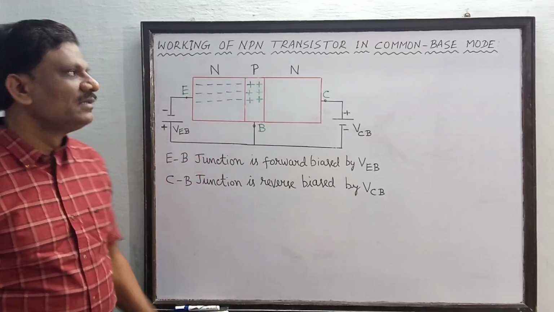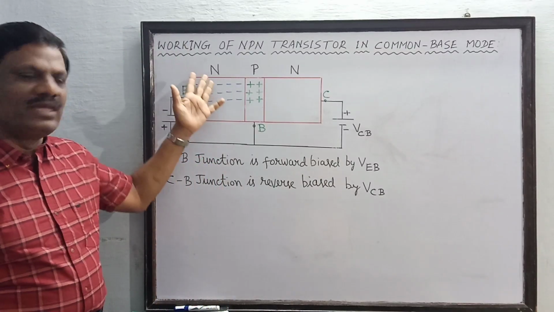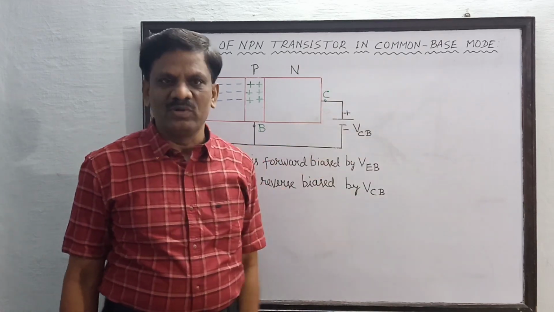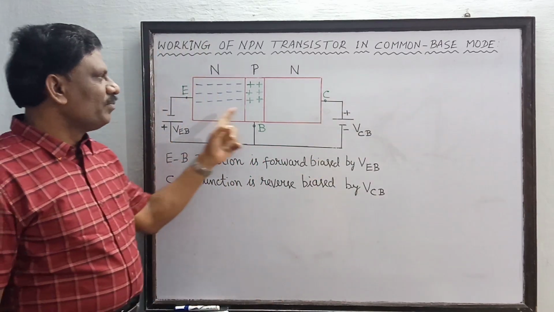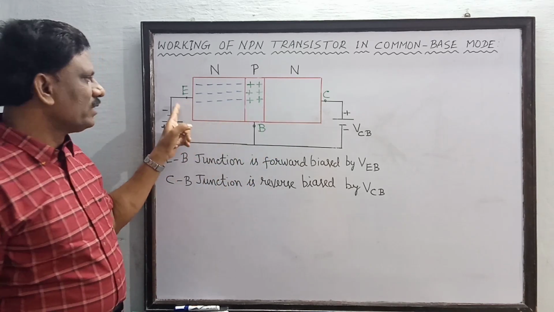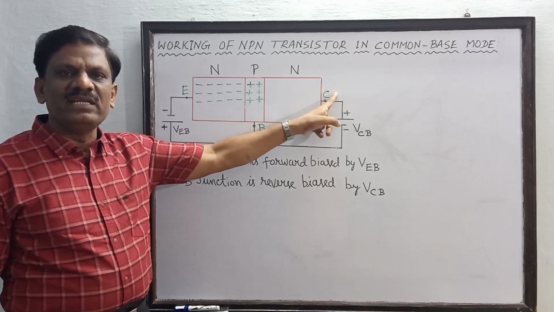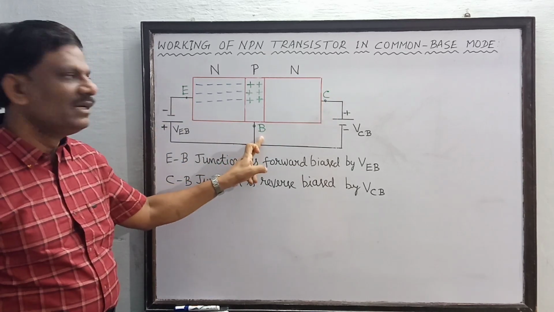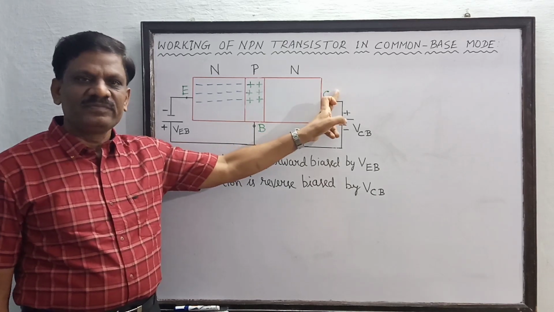Hi students, I am going to explain the working of an NPN transistor in common base mode. So this is the block diagram of an NPN transistor. You know that there are three terminals for any transistor, namely the emitter, base and the collector.